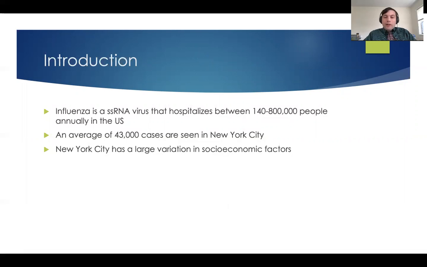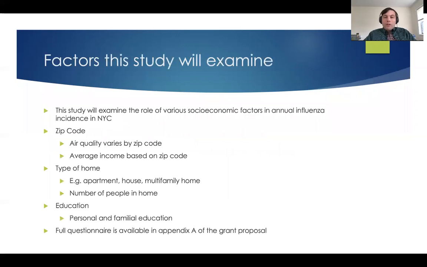Additionally, New York City also has a large variation in socioeconomics across the various boroughs and across various zip codes within those boroughs. So this study will examine the role of various socioeconomic factors in annual incidence in New York City. This will include things like zip code, the type of home, education.